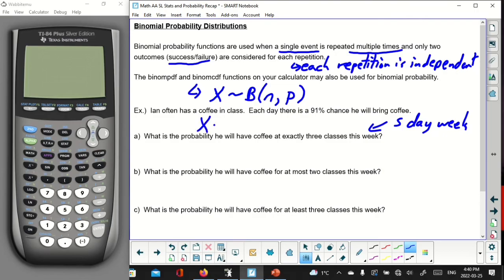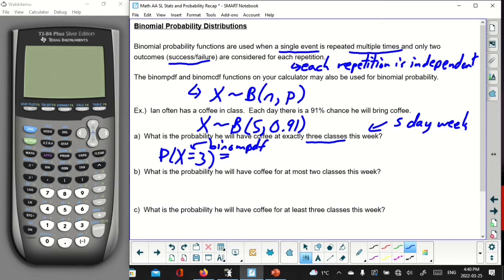This would be a situation where X is a binomial distribution with 5 events and a probability of success of 0.91 for each of those events. What's the probability he'll have coffee at exactly 3 classes? We would say this is the probability that X, which is the event of having coffee, equals 3. The number of successes we expect is 3. In calculator notation, at least on a TI calculator, this is binomPDF, binomial probability density function or distribution function.